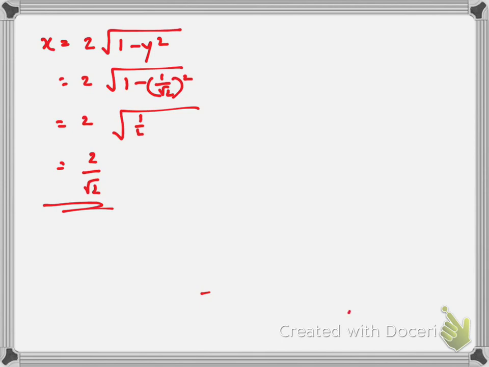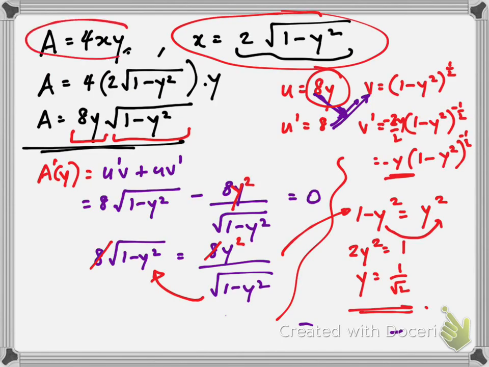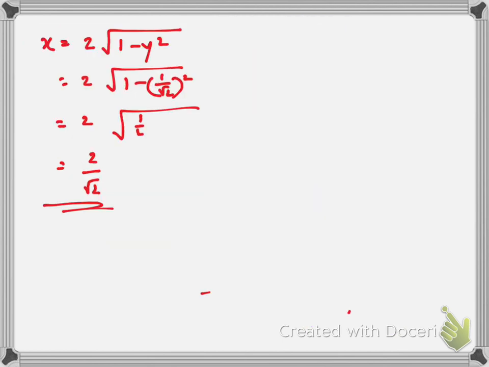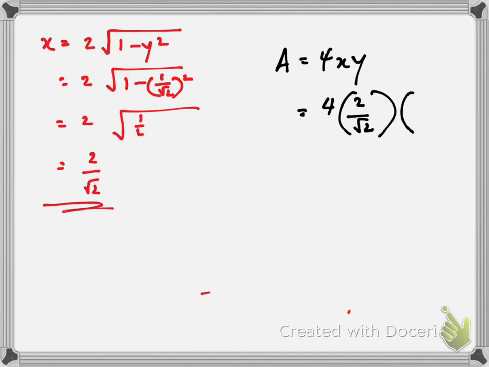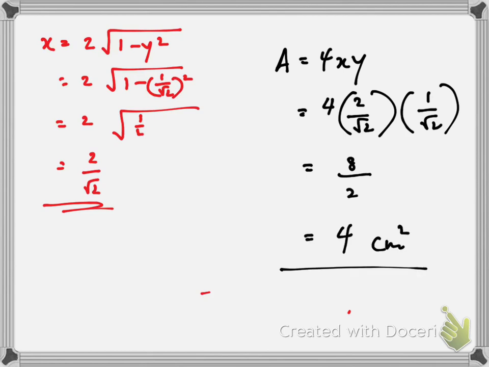Okay, so let's go back. That's your area formula. So find the area. So area equals 4xy. In place of x, you're going to go 4 times 2 over root 2 times 1 over root 2, and so there'll be 8 divided by 2, which gives you 4 cm squared. And there you go. Okay, cool.